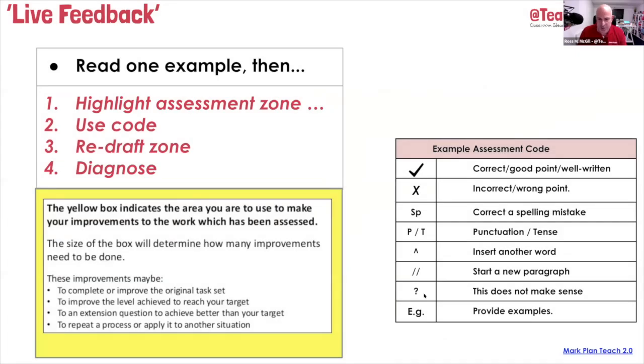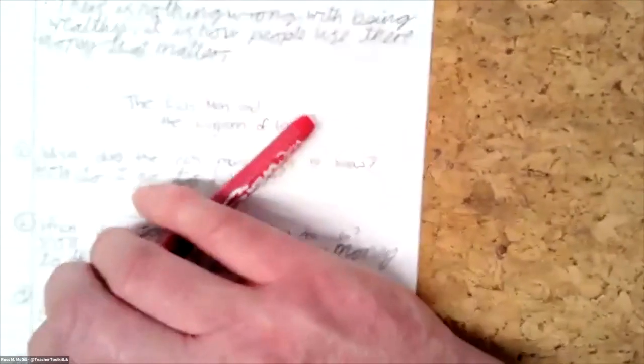There's my marking code, as in most schools around the world: tick, cross, question mark, and SP for spelling. This is the methodology. I skim read, I highlight the zone, I use my code, draw the empty box, and diagnose to the student what to do next. And I could say that written or verbal. So fingers crossed, let's see how we get on here. I'm just going to switch my camera. You should be able to see, fingers crossed, this is nice and large on your side.